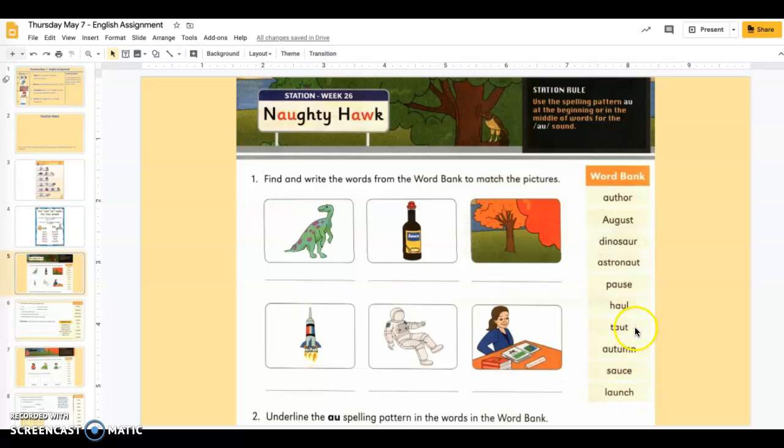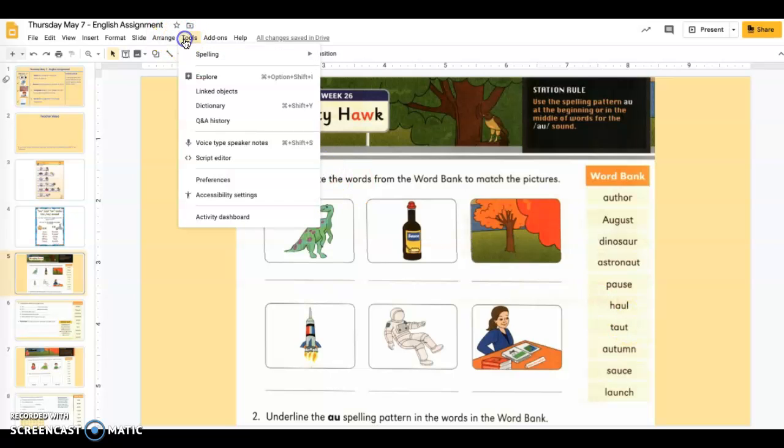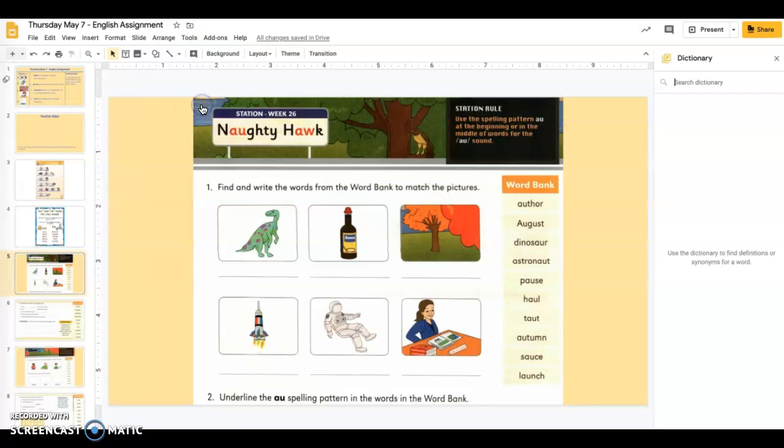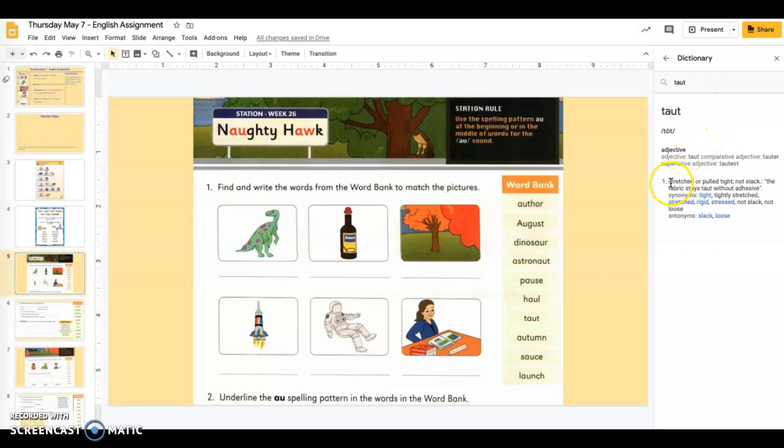I'm not sure about the meaning of this word taught, so I'm going to use the dictionary to look it up. T-A-U-T. Taut is an adjective that means stretched or pulled tight, not slack. A synonym of taut is tight.